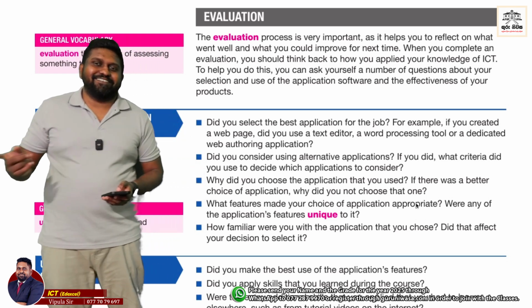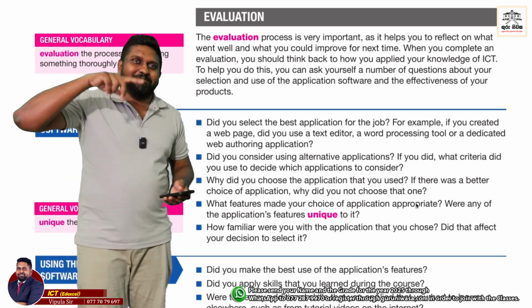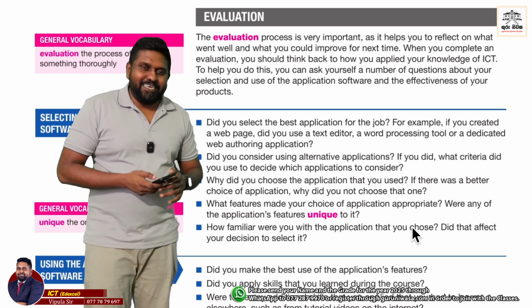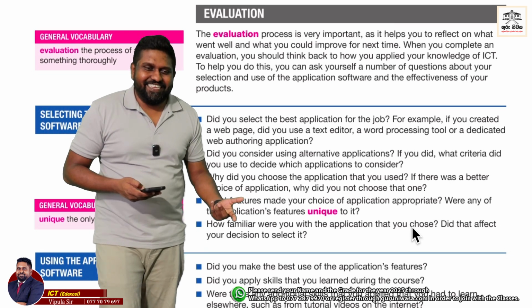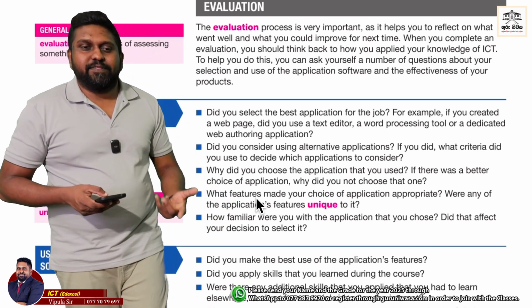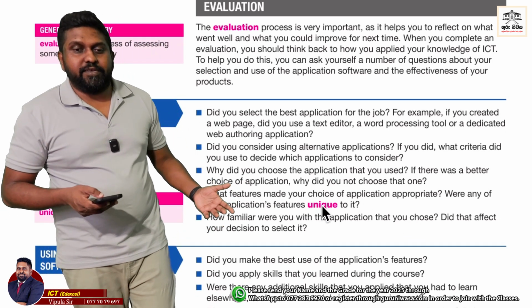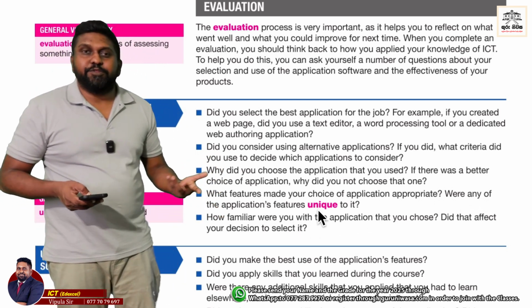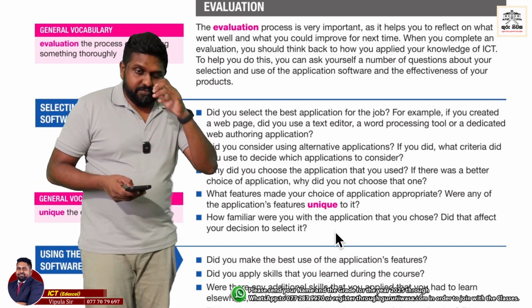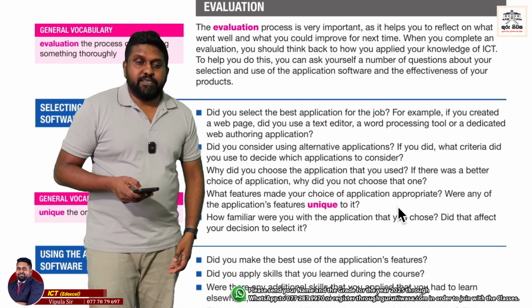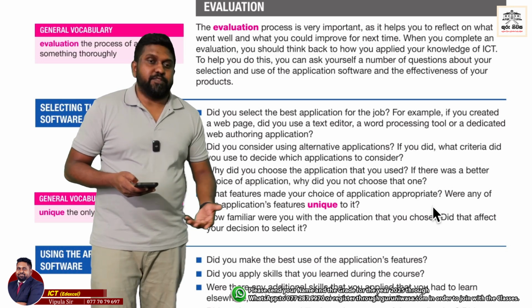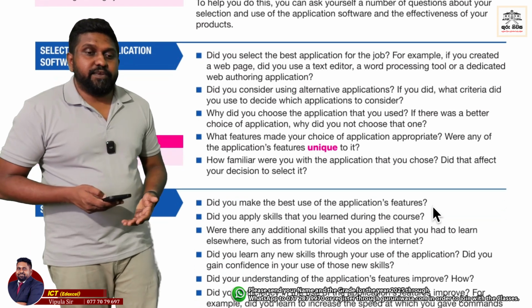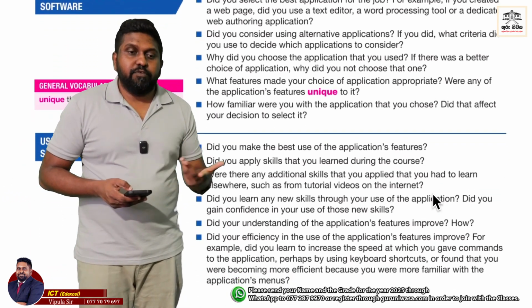Then we are getting back to Uber and PickMe, and there we ask why you didn't use it. Got the idea? We turn it around to the other side. And then we ask what features made you choose the application, and were any of the application features unique, and how familiar were you with the application that you chose? Did that affect your decision to select it? So likewise we go through a certain set of questions, and we make sure why you selected it.